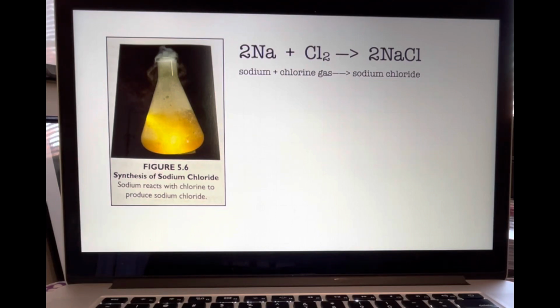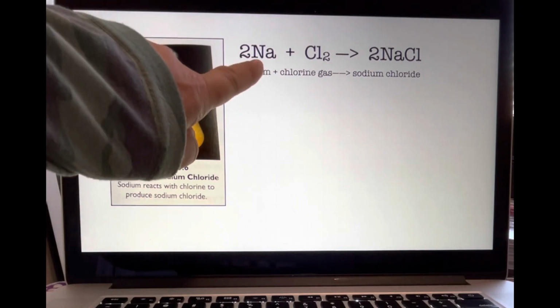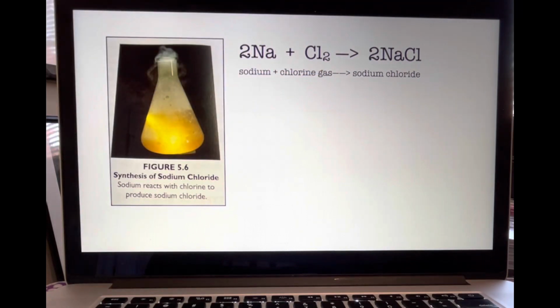At the end of this reaction, the product will be the compound sodium chloride, which appears as a whitish solid crystal, again, table salt. The reaction for the synthesis of sodium chloride can be described with the following equation. We have sodium plus chlorine gas yields sodium chloride.